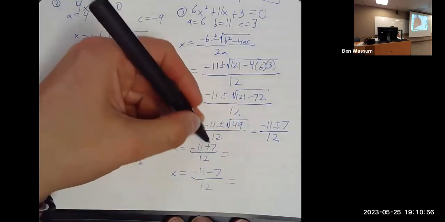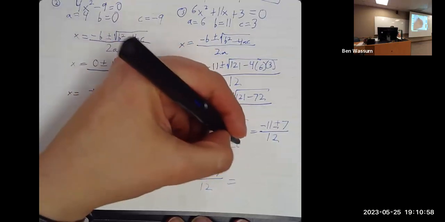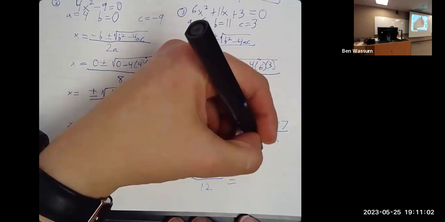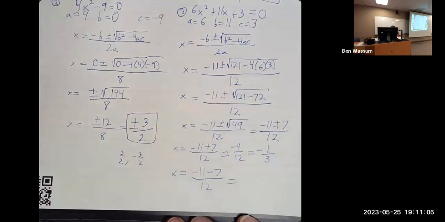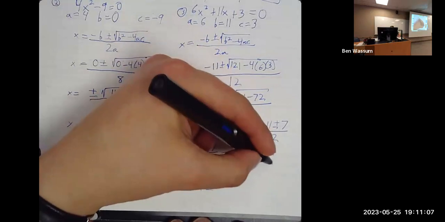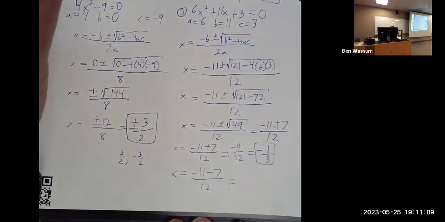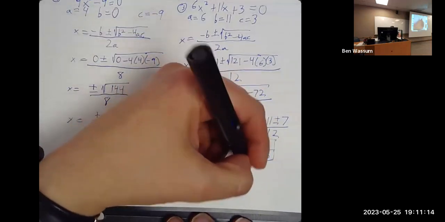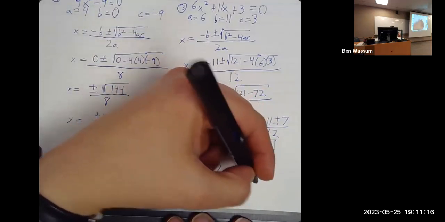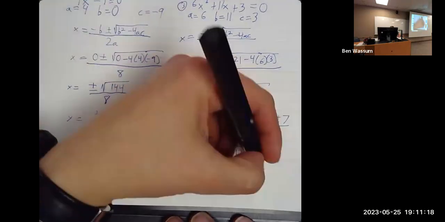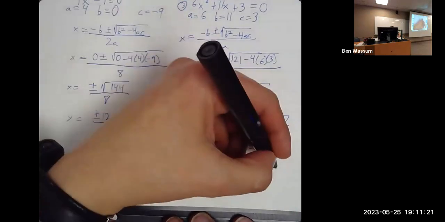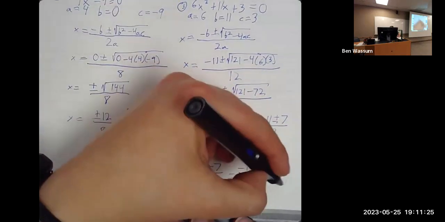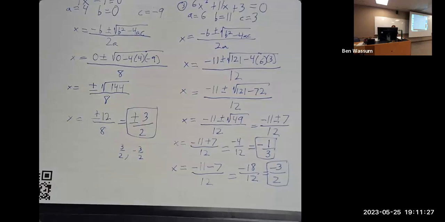So right here, I get a negative 4 over 12. And 4 goes into each of those, so it reduces to negative 1/3. That's one of our answers. Then down here, we have negative 11 minus 7, so that's negative 18. Well, that also reduces, right? 6 goes into each of those. So we get negative 3 over 2. There we are.